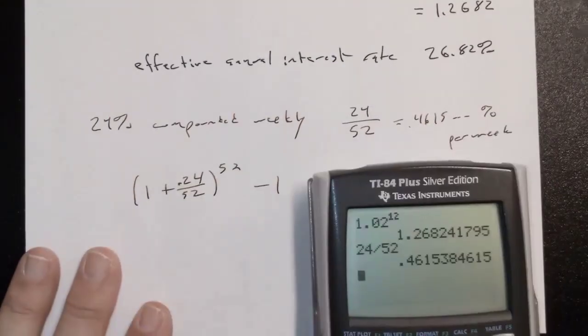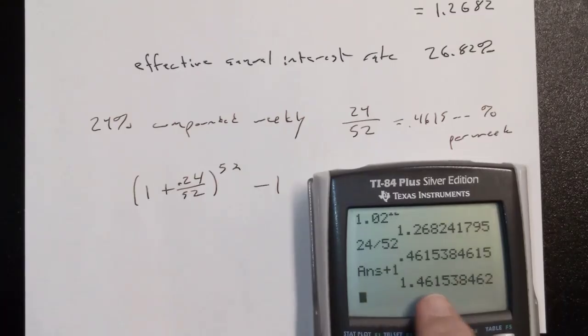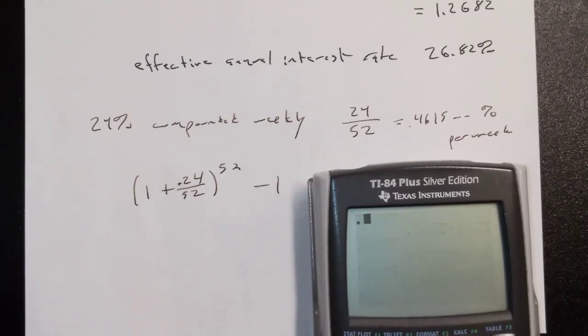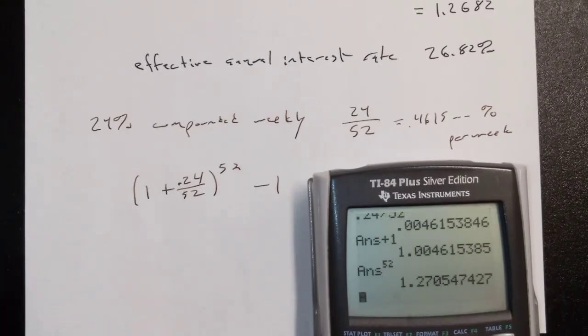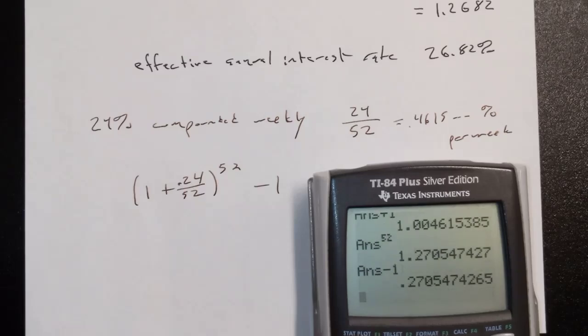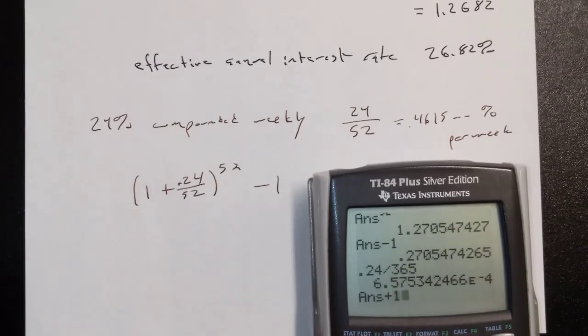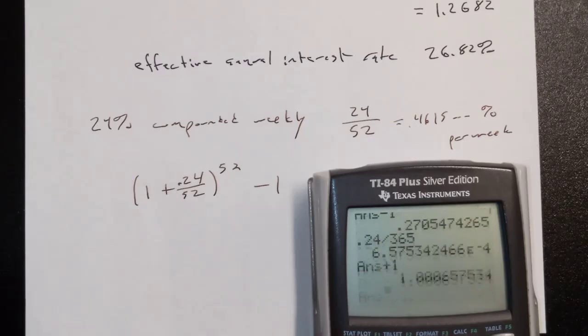So let's do that. There's the 1 plus, oh, wait a minute, 0.24 divided by 52. Add 1, raise it to the 52, subtract the 1 off. It's actually 27% if I do it weekly. And if I do it daily, 0.24 over 365, add 1, raise it to the 365th. 27.1%.